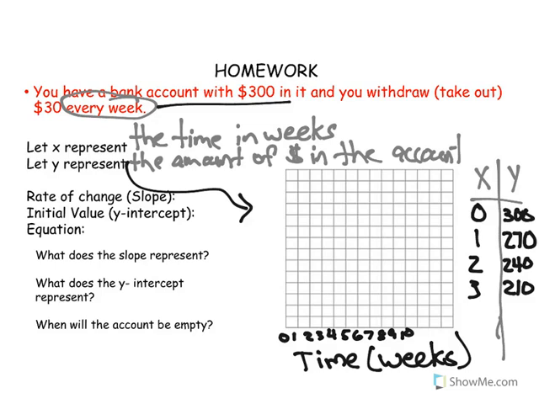All right, so I'm going to draw a little arrow there. I'm going to go by 30s. That way I can plot all my points. So my first point is 0, 300, and then 1, 270, and so on.